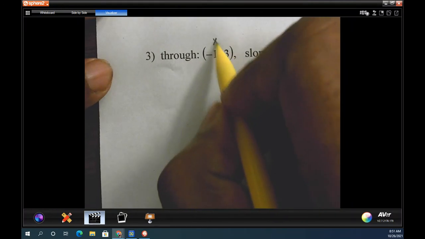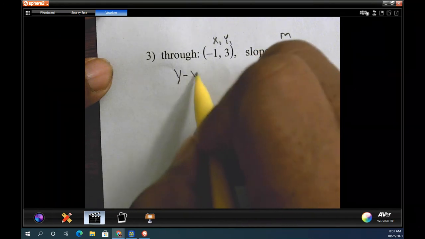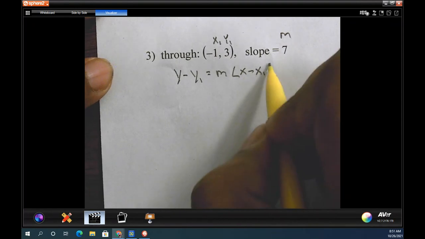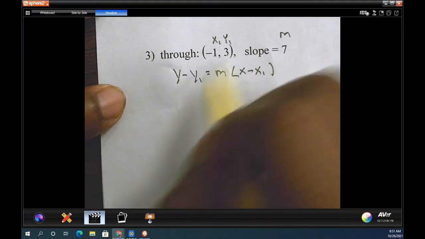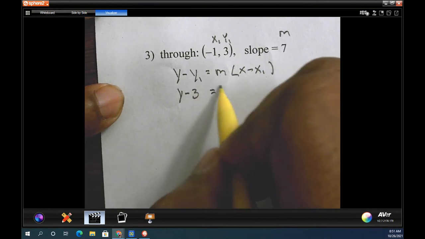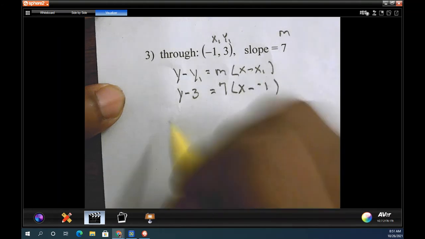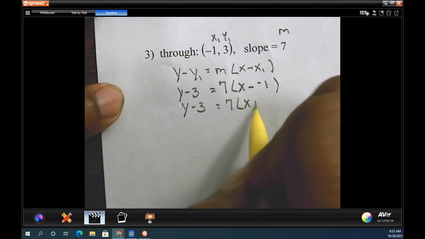All right. Let's look at number 3. Label it x1, y1, m. y minus y sub 1 is equal to m times x minus x sub 1. I'm going to tell you now, if you don't have the formula and everything written down, I'm not going to help you on paper. So this would be y minus 3 is equal to 7 times x minus negative 1. Double sign. Let's get rid of it. y minus 3 is equal to 7 times x plus 1.